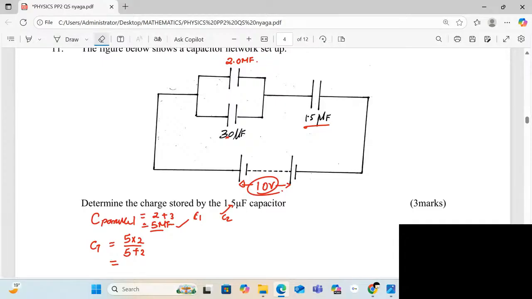Sorry, somewhere we are messing. That is 5 times 1.5, and this is plus 1.5. You arrive at 6.5. From the total computation, we are supposed to get 1.15 microfarads. 1.15 microfarads. Then the next step.